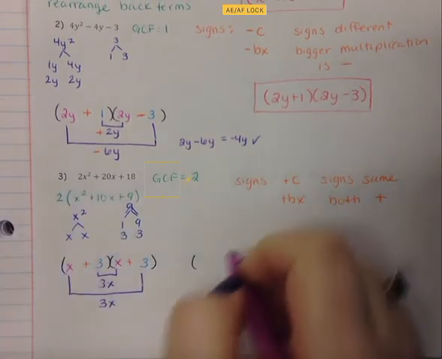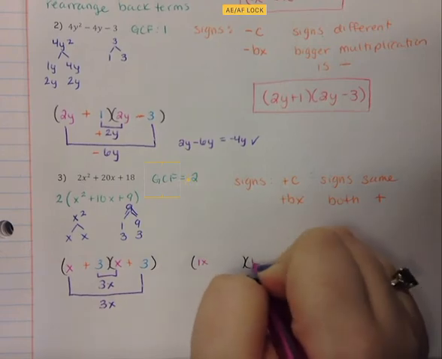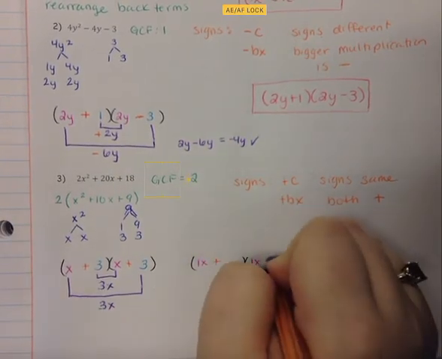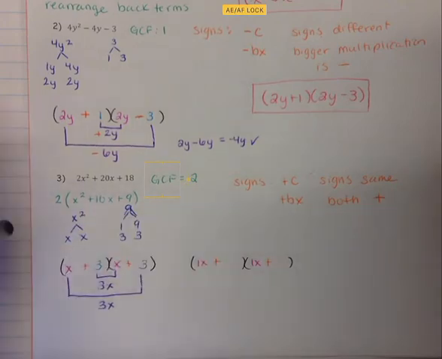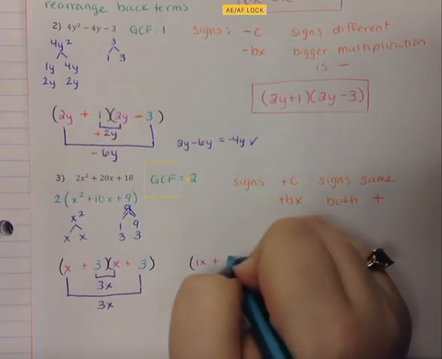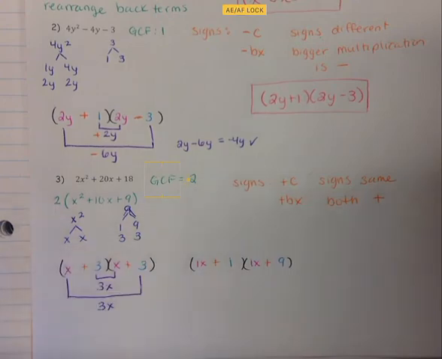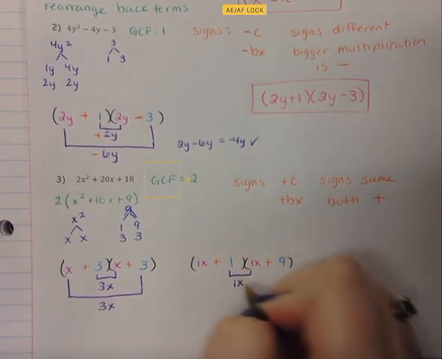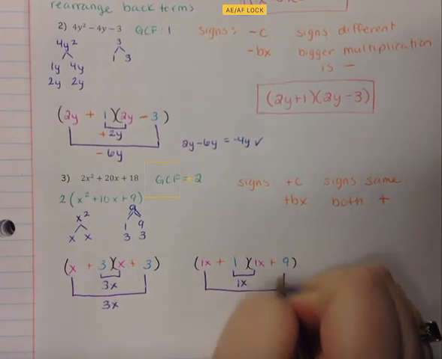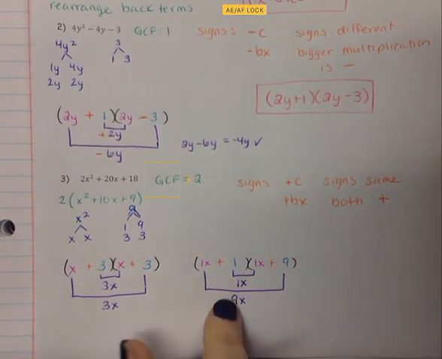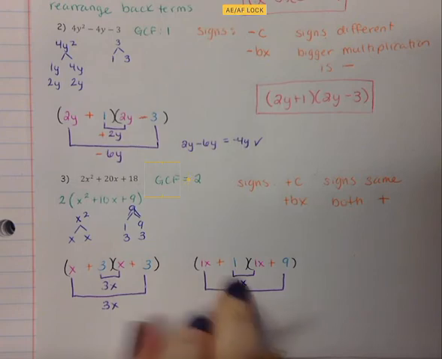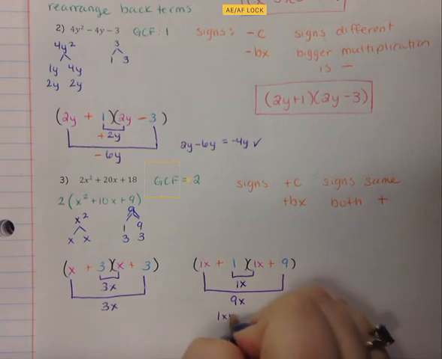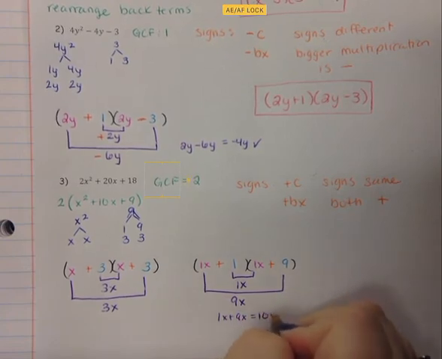Still going to keep that 1x and that 1x. Still going to keep the positive and positive. But now I'm going to put the 1 and the 9. So inside, 1 times 1 is 1x. 1x times 9 is 9x. And these both are positive, so 9 plus 1 gives us the 10. So this one is good. So 1x plus 9x equals 10x, which is good.